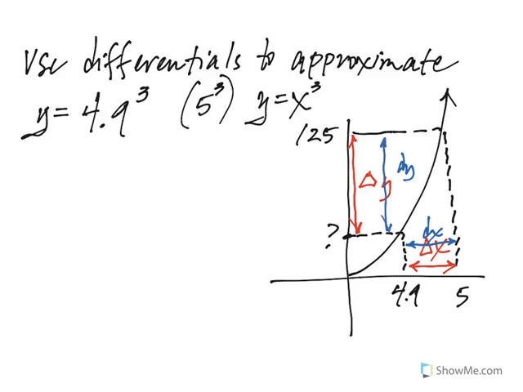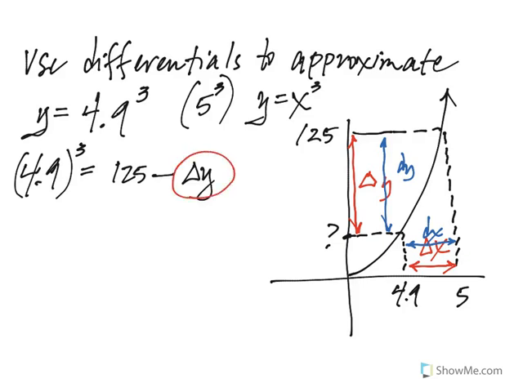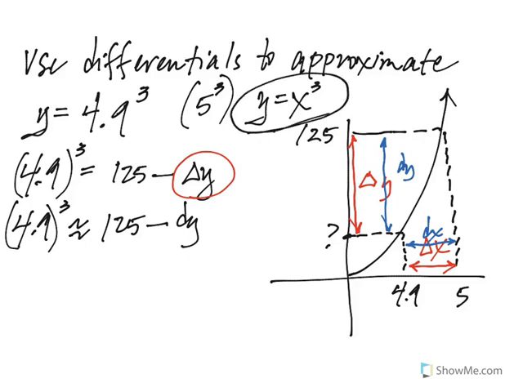All right. So I think you would agree then that the value of 4.9 cubed is going to be equal to 125 minus delta y. But again, the problem is I don't know what this is. So I can use an approximation and say that 4.9 cubed is roughly equal to 125 minus dy. And how are we going to get dy? I'm going to find the differential form of the derivative of y.